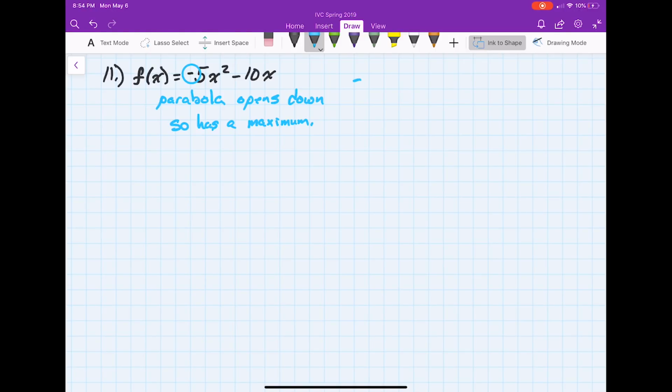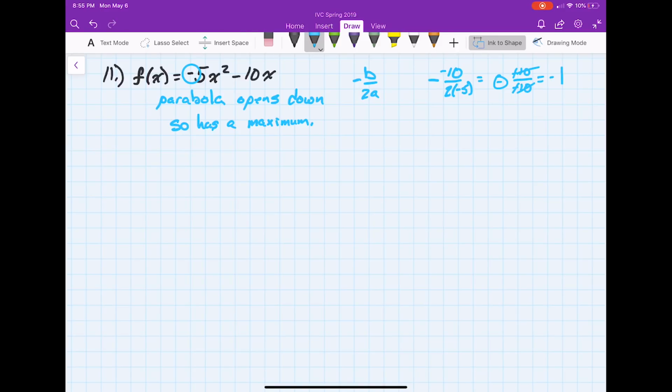So again, we'll still use the negative b over 2a to find our x. So let's put in negative 10 over 2 times negative 5. And this 10 is negative as well. We've got all kinds of negatives here. Anyway, so we have negative 10 over negative 10. These negatives kind of cancel each other out, and we're left with just one negative. So we have negative 1.